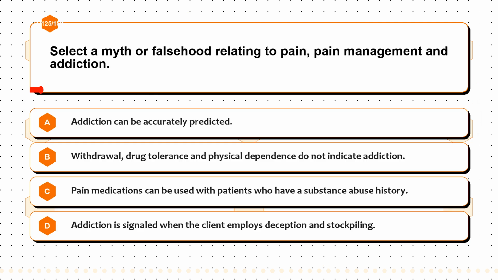Question 125. Select a myth or falsehood relating to pain, pain management, and addiction. Here are the options. Option A, addiction can be accurately predicted. Option B, withdrawal, drug tolerance, and physical dependence do not indicate addiction. Option C, pain medications can be used with patients who have a substance abuse history. Option D, addiction is signaled when the client employs deception and stockpiling.